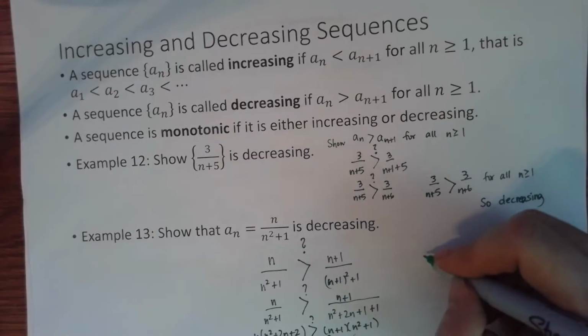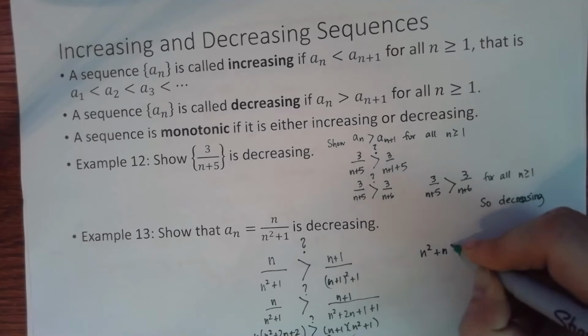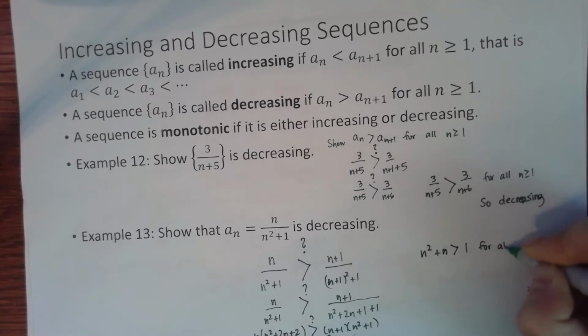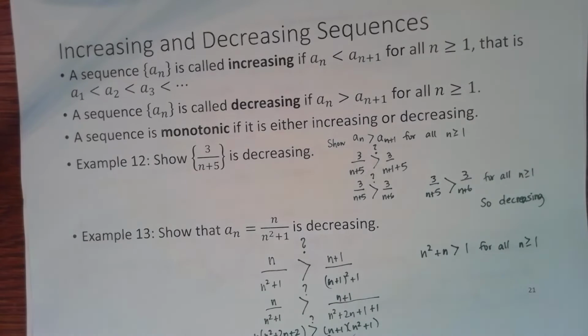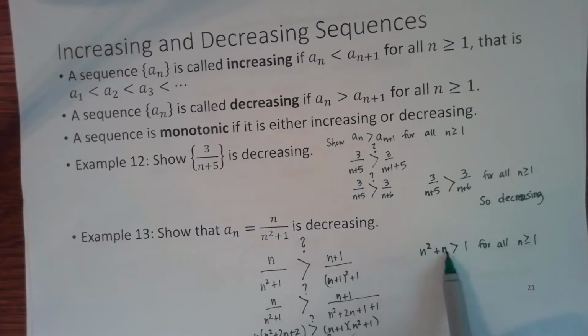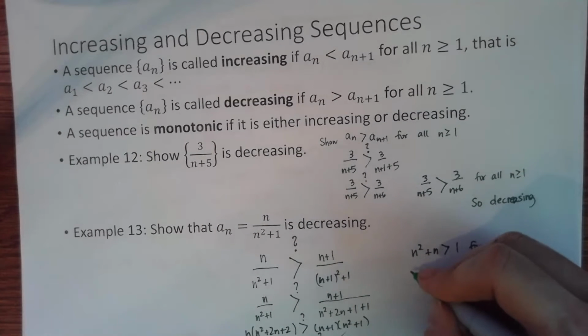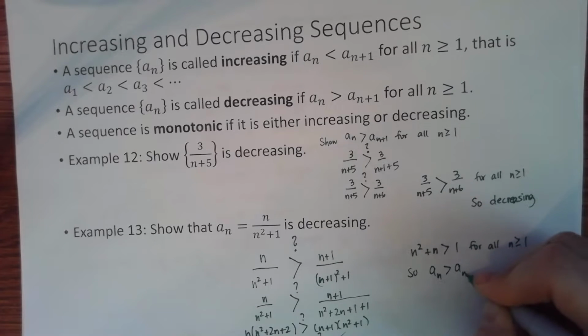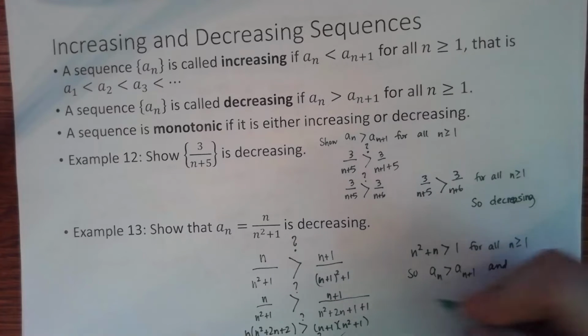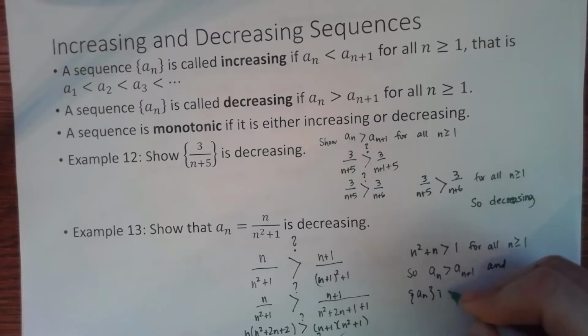Yes. n squared plus n is greater than 1 for all n greater than or equal to 1, because this is just staying 1. When n is 1, this will be 2. As n gets larger and larger, this side is just growing and this side is just staying 1. So this is always true. So a sub n is greater than a sub n plus 1, and the sequence is decreasing.